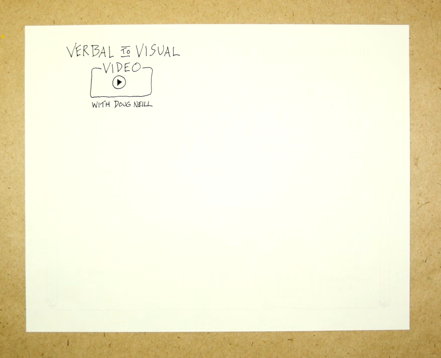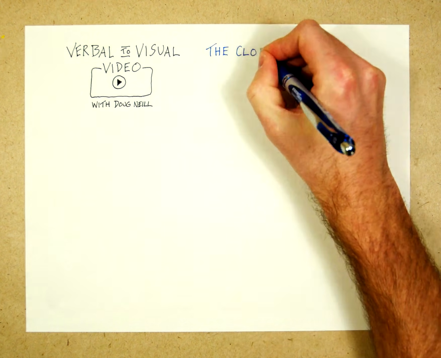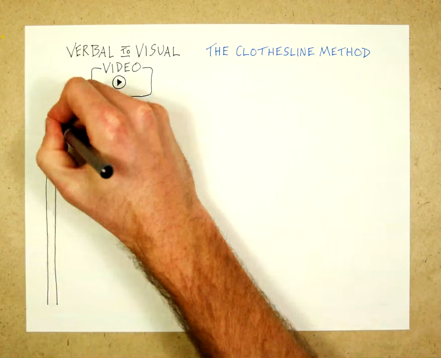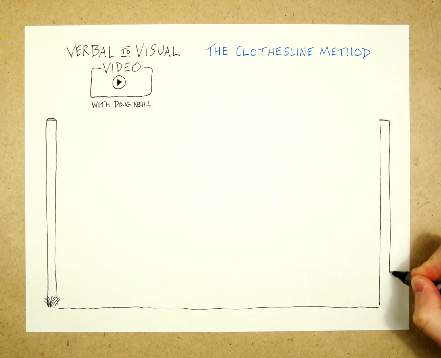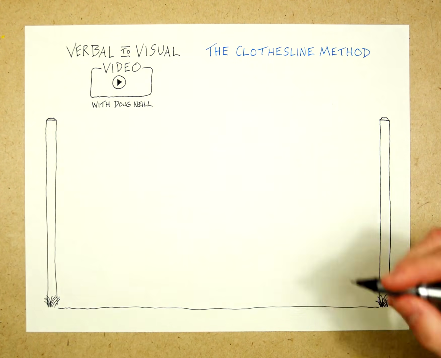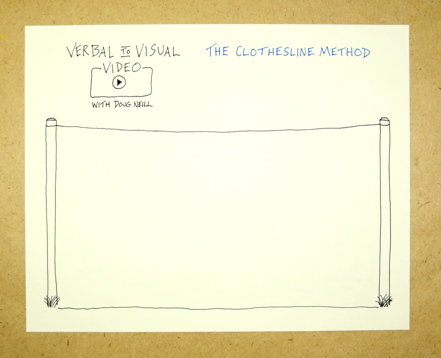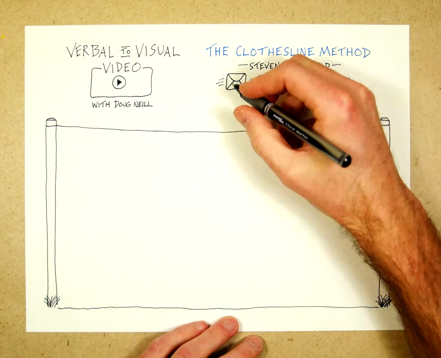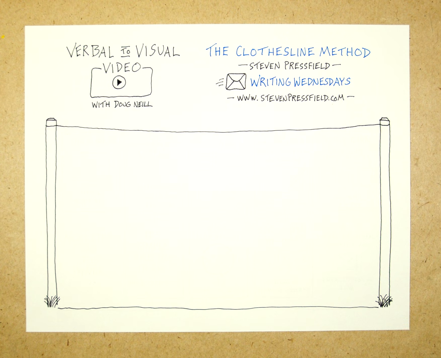I'm your host, Doug Neill, and today I'm going to describe something called the Clothesline Method, which is a visual metaphor that can be used to help you organize your ideas. I heard about this method thanks to Stephen Pressfield's email newsletter. He has a series called Writing Wednesdays, where he delves into the topic of being an author and what it takes to write a book.